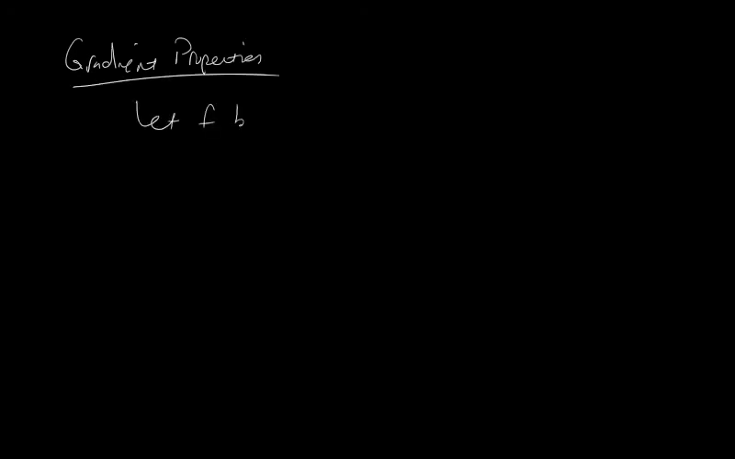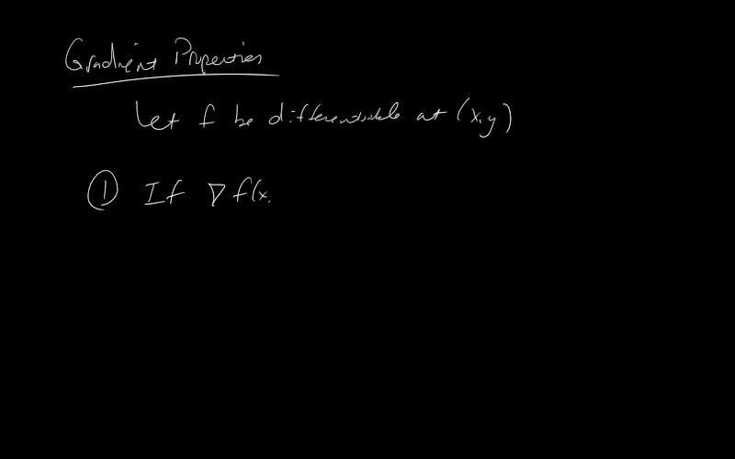All right, so we're going to let f be differentiable at the point (x,y). Then number 1: if the gradient of f(x,y) is equal to the 0 vector, then the directional derivative of f at (x,y) is equal to 0 for all vectors u. Makes sense, since the directional derivative is equal to the gradient vector dotted with u, and if you dot something with the 0 vector, you get 0.